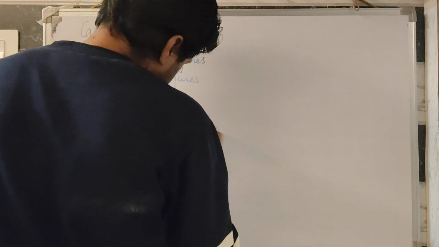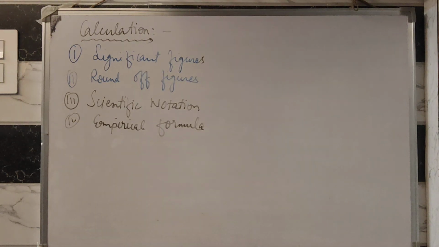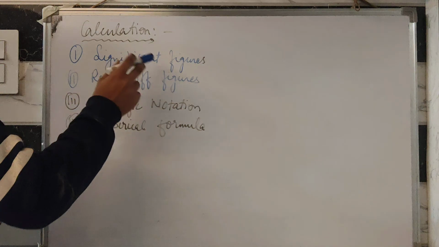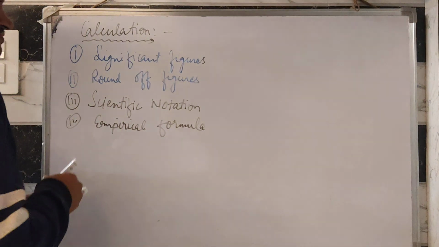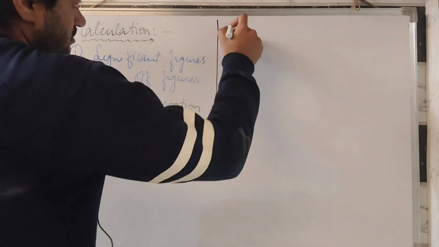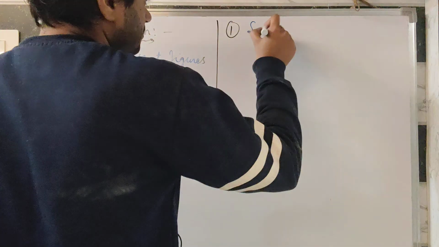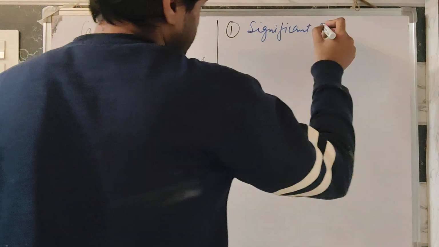So how can we study these given topics in this chapter? We will discuss these things one by one: significant figures, round of figures, scientific notation, empirical formula. And if we come to the next point, just significant figure.